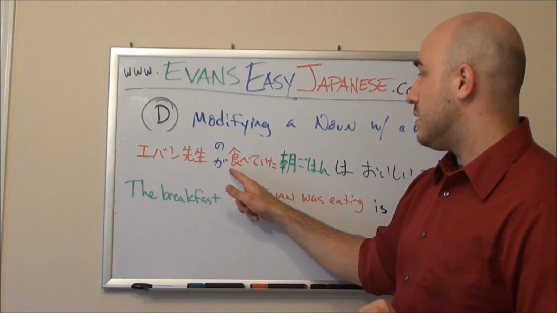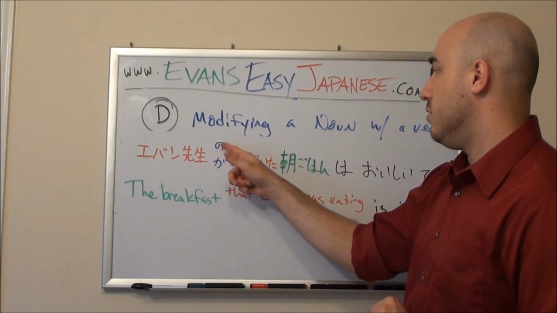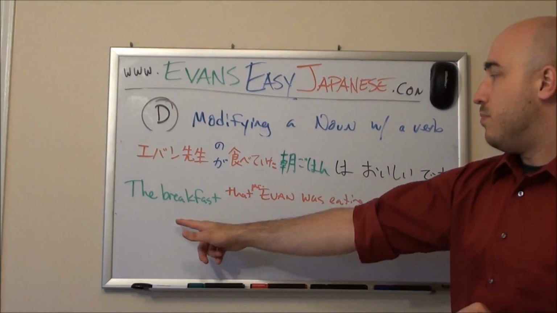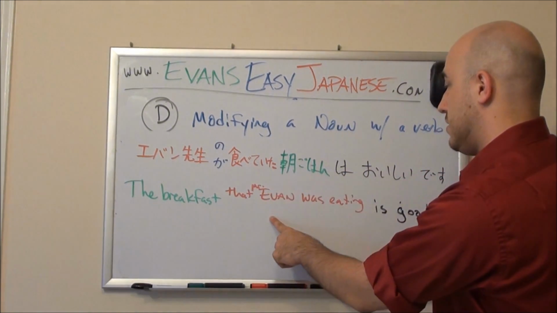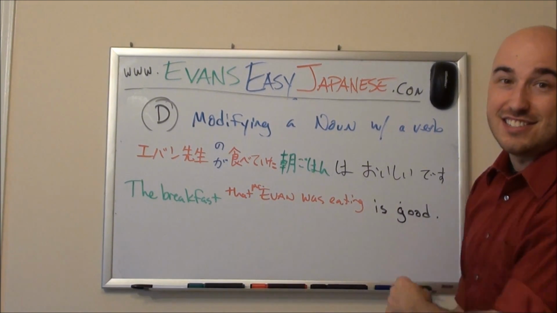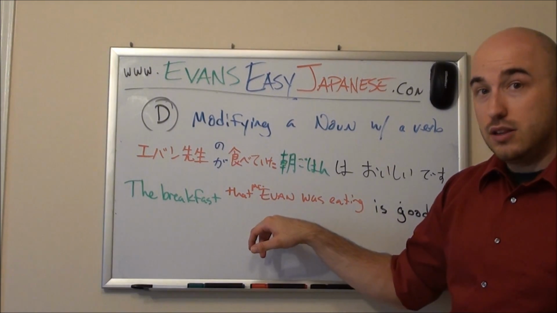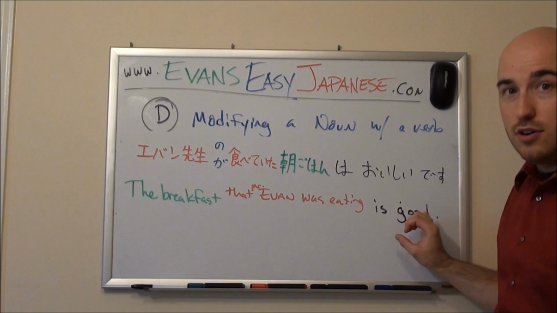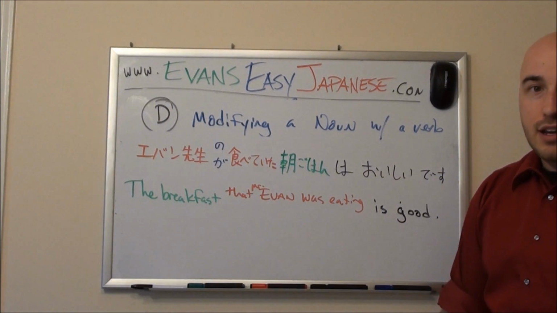Eban sensei no tabete ita asa gohan wa oishii desu. Let's look at this sentence. Eban sensei no or ga tabete ita asa gohan wa oishii desu. This can be translated as, the breakfast that Mr. Evan was eating, that's Mr. Evan to you, is good, is delicious, is tasty. So remember, in English we put the clause after the noun, but in Japanese we put it before the noun we're modifying. Okay?